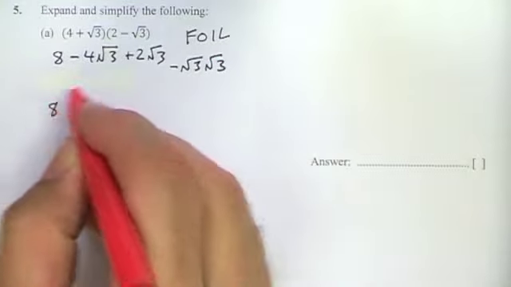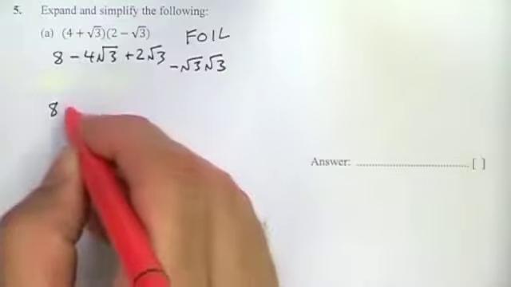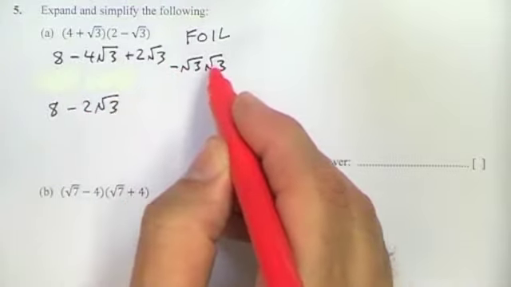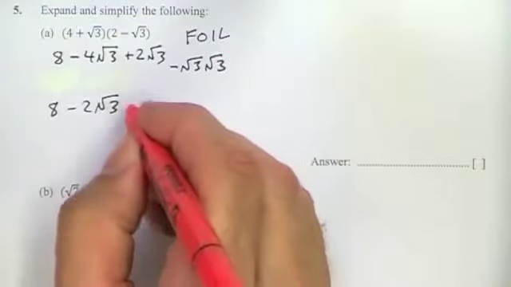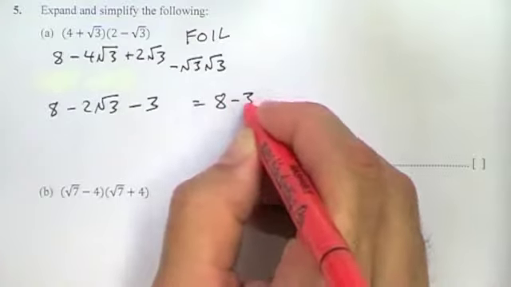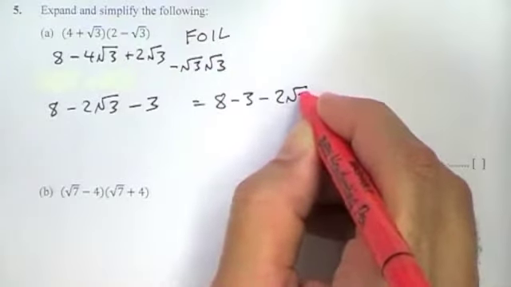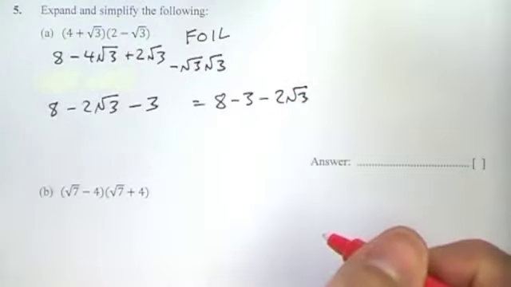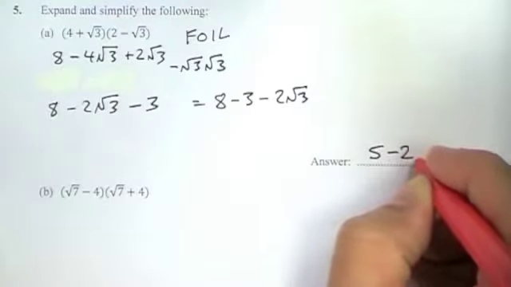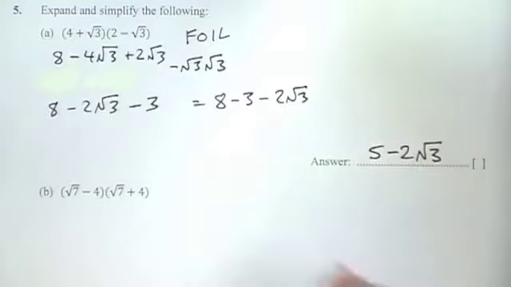That gives me 8, and then these simplify to give me minus 2 root 3, and then this minus root 3 times root 3 is just 3, isn't it? So that's just minus 3. It might be easier to see it as 8 minus 3 minus 2 root 3, because then you can see the 8 minus 3 gives you 5, and your final answer is 5 minus 2 root 3.